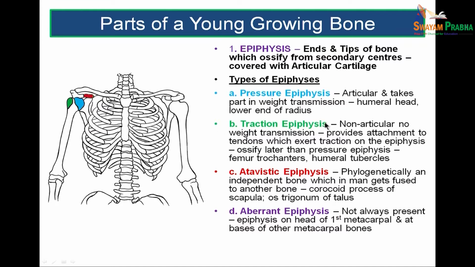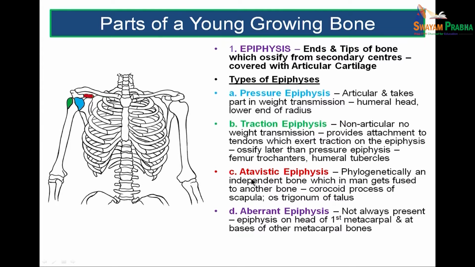What is a traction epiphysis? Traction means pull. So, the traction epiphysis is non-articular. It has no weight transmission. It provides attachment to tendons which exert a pull on it, like the humeral tubercles and the femoral trochanter. So, here we see in green the greater tubercle of the humerus, which is a traction epiphysis.